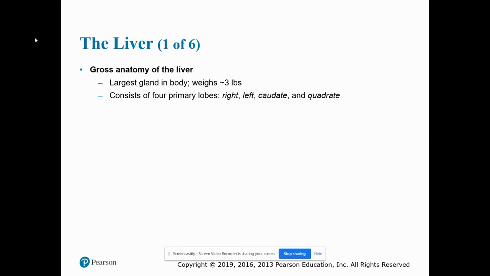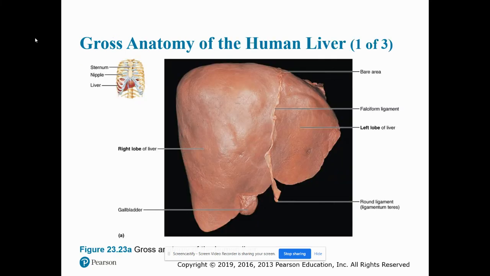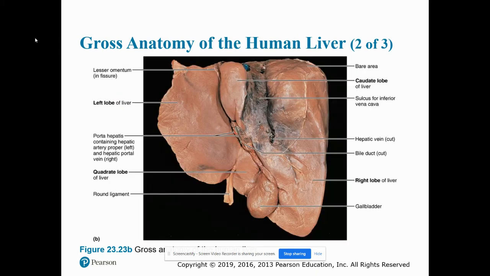The liver is the largest gland in the body. It weighs about 3 pounds, and it consists of 4 primary lobes. And here is the liver. I'm not going to ask you about any anatomy of it on the liver as far as looking at a diagram on the exam. That's something that you're going to do in lab. But I did want to show you an image of the liver, and this would be the underside of the liver.